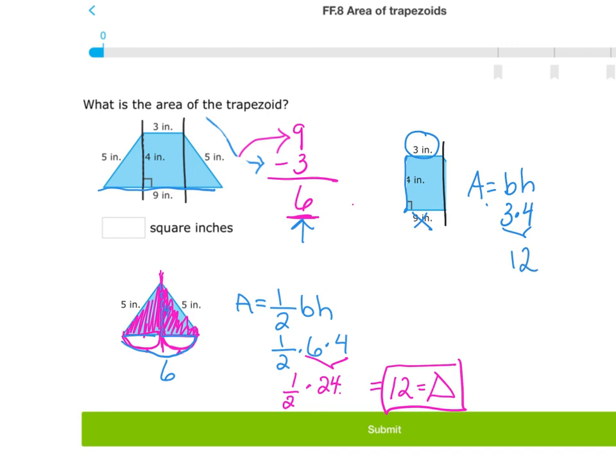And then 3 times 4 is 12. So now, since the area of the rectangle was 12 and the area of the triangle is 12, I add those together and I get 24. Don't forget to label it.